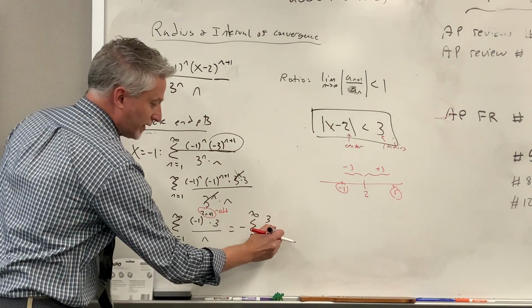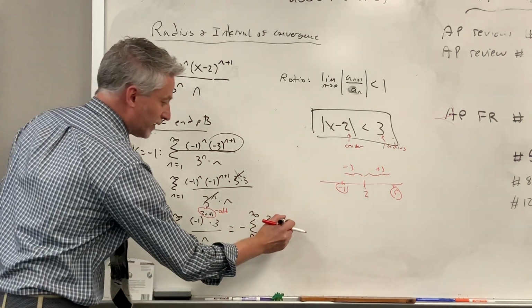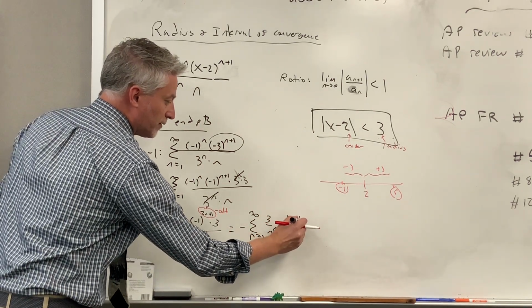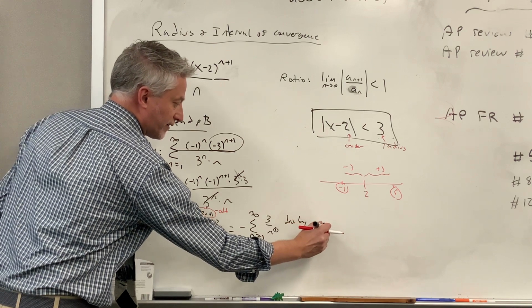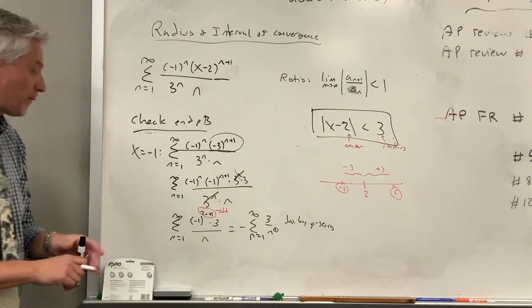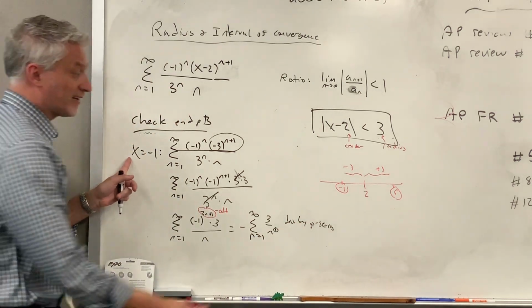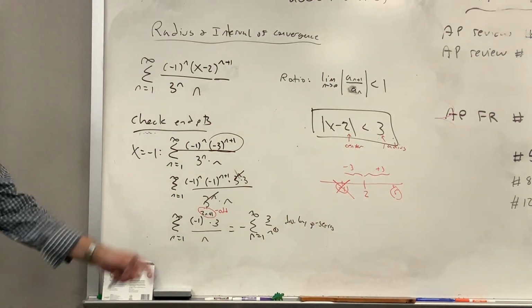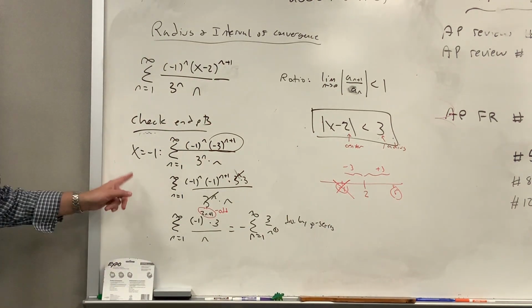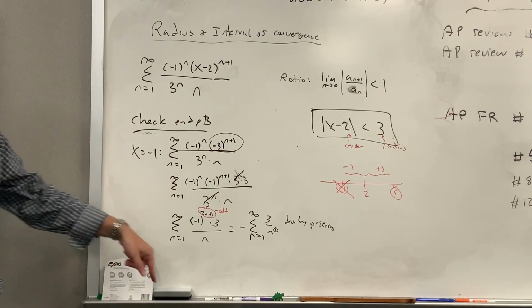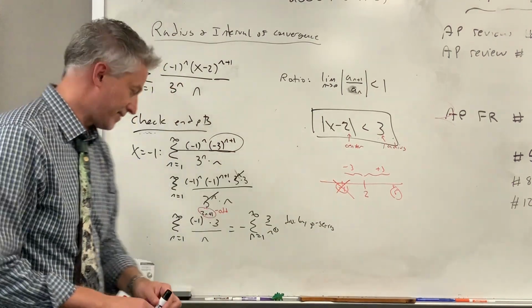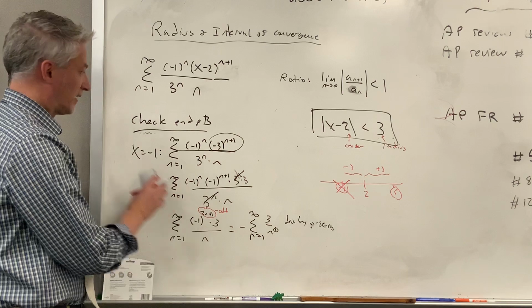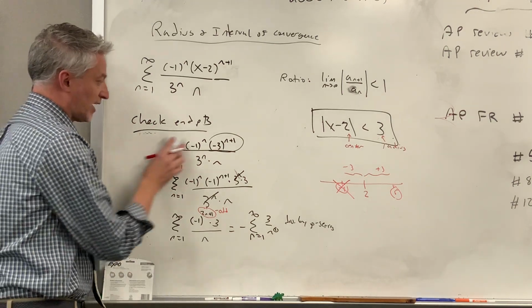And now we look here. That's a p series, so this will diverge by p series. So here's what we know. x equals -1 does not work for us. So a lot of work for that. But we're not done because we have another endpoint to check, and that's the 5. All right, let's cook. I'm going to erase this, so let's go check 5 now.